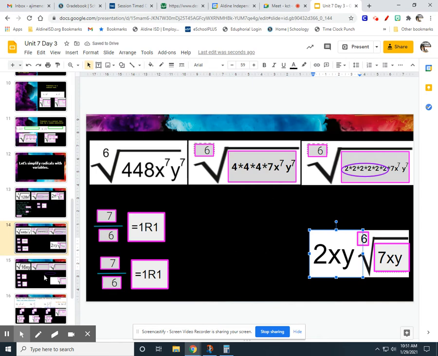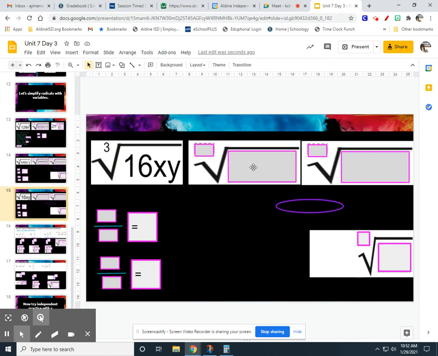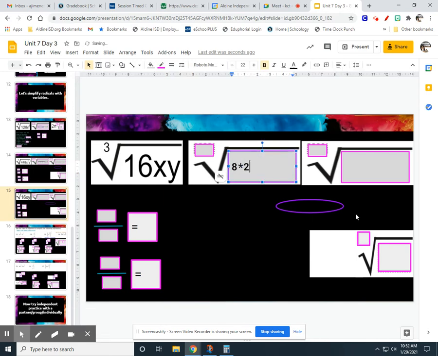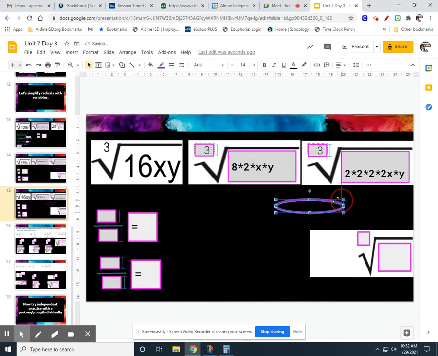All right, let's go practice another one. Okay, so we'll do 16, 8 times 2 times x times y, and then 4 times 2, 8 times 2, 3 times x times y. The exponent is 3. I need to do 3 2s.